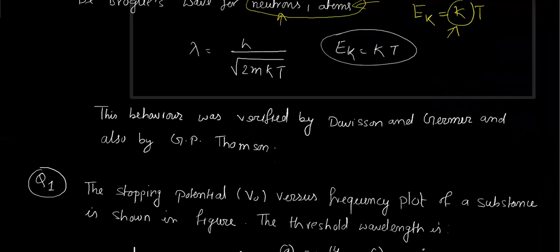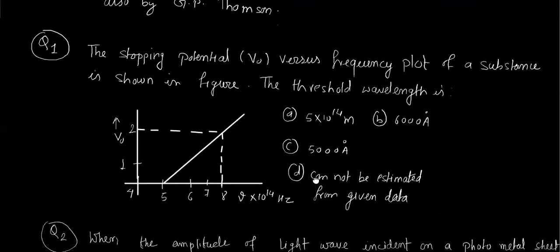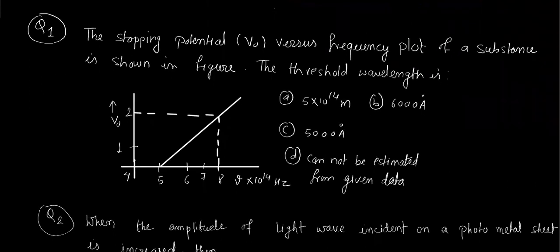And the Davisson-Germer experiment and G P Thomson experiment show that the theoretical value of the de Broglie wavelength for an electron and the experimental value are quite equal. That's why this verifies the de Broglie hypothesis. Now let us do some MCQs.